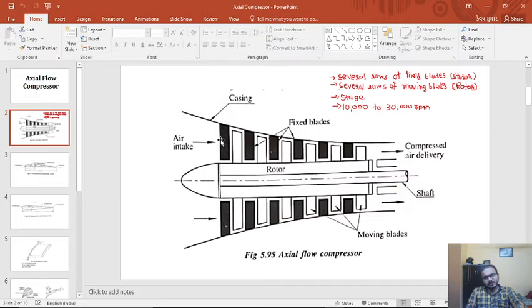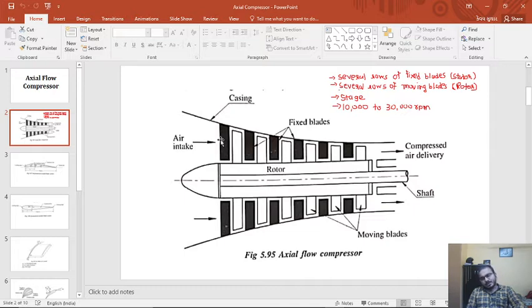In axial flow compressor we are having several rows of fixed blades and moving blades. So one moving blade and one fixed blade constitute a stage where we are getting a pressure rise of 1.12 to 1.20, and there are around 14 to 20 stages in an axial flow compressor.